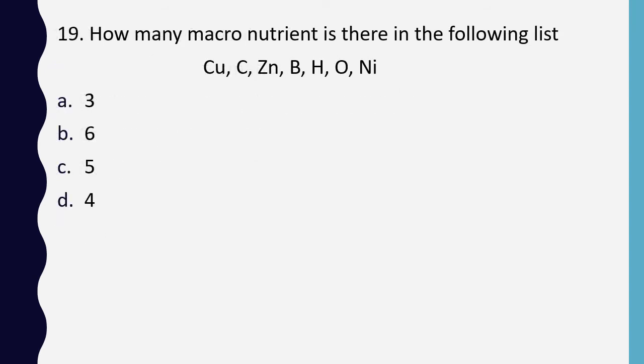Question number 19. How many macronutrients are there in the following list? 7 elements are given: copper, carbon, zinc, boron, hydrogen, oxygen, nickel. Of these, how many are macronutrients? Option A, 3, option B, 6, option C, 5 or option D, 4. Correct answer is option A, that is 3. And what are the macronutrients? Carbon, hydrogen and oxygen. These are the macronutrients.